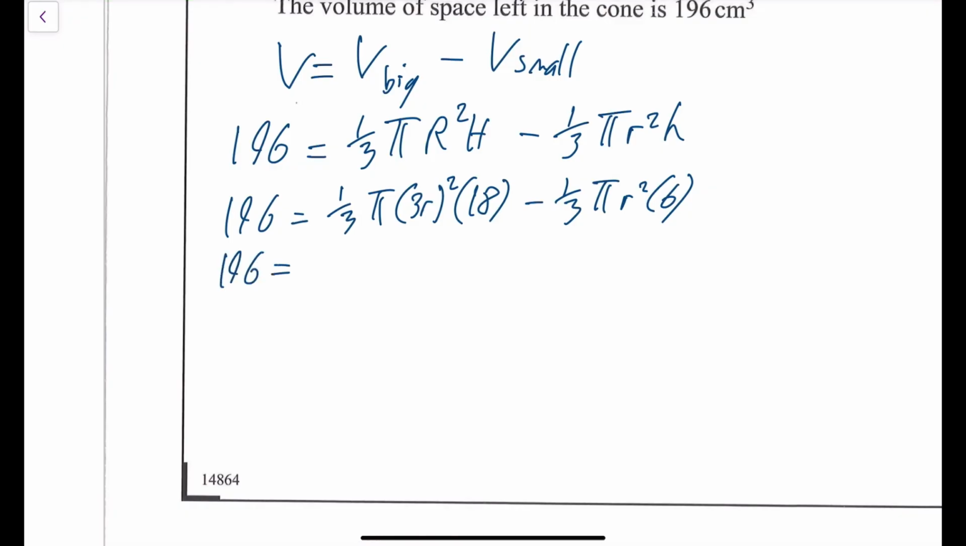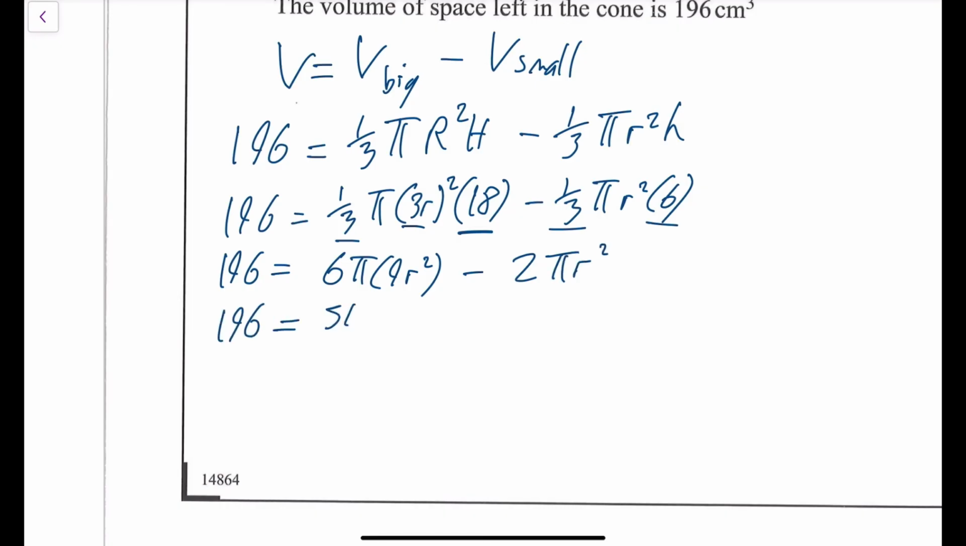So 196, I'm going to show my steps here. First of all, a third times 18 is just going to be 6. And then 3 squared gives you 9, and r squared gives you r squared. And then minus, oh sorry, I forgot to do that. Next bit then, you've got a third times 6, which gives you 2, and that's pi r squared. And 196 then is equal to 54 pi r squared minus 2 pi r squared, which gives you 196 is equal to 52 pi r squared.